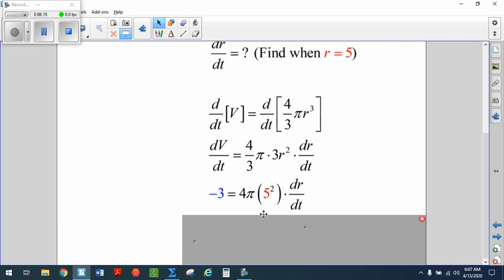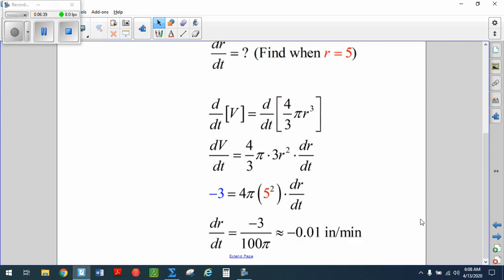So the volume's going out at a constant rate, which is causing the radius to change. And the radius is going to change by different rates, even though the volume's changing at the same rate. So I work out the math all the way there, and I get about 0.01 inches per minute.